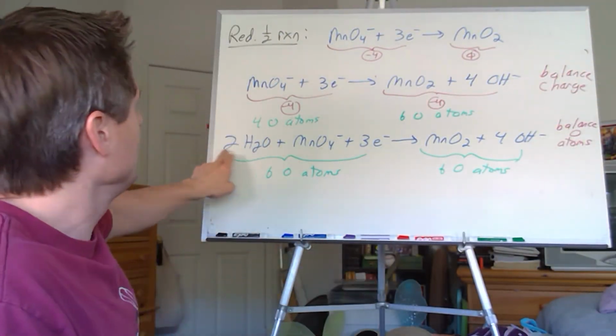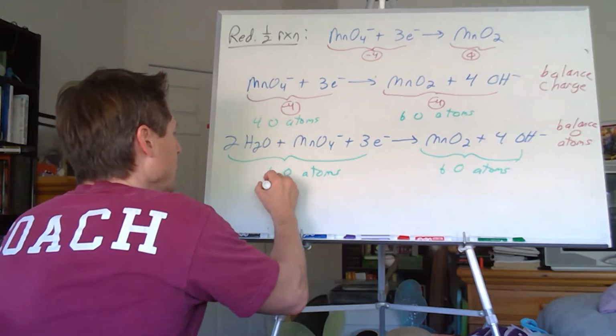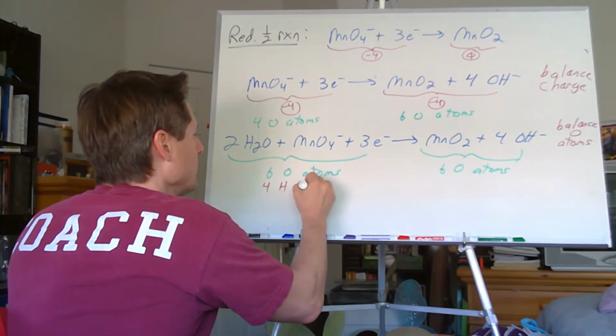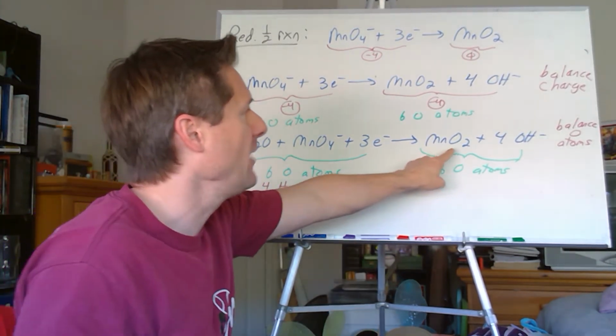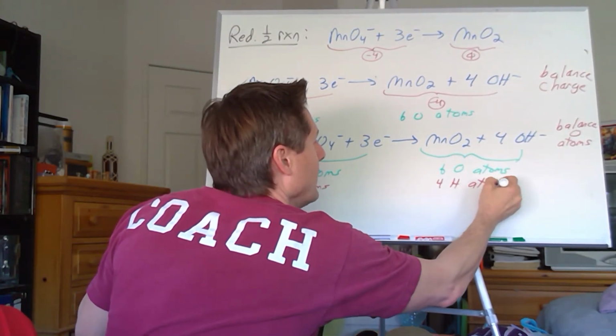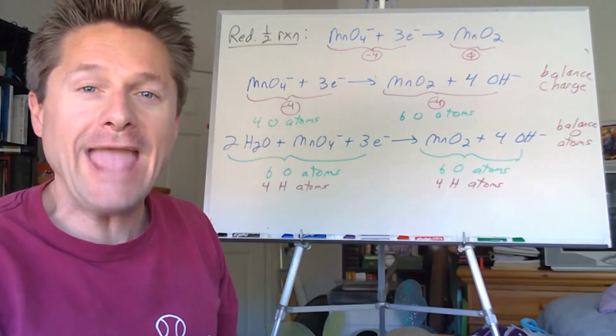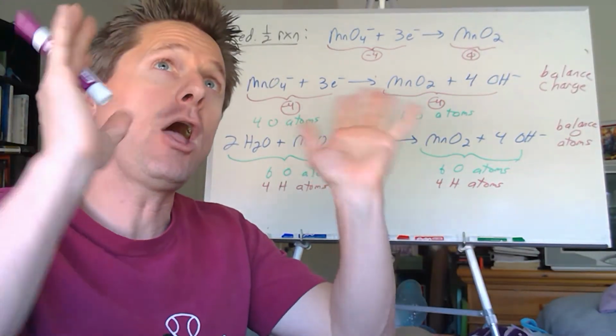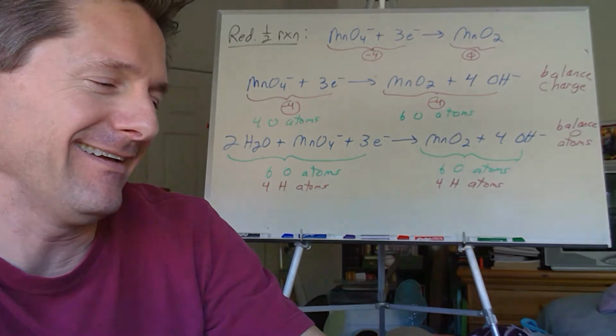Let's take a look. 2 times 2 is 4, right? So I've got 4 hydrogen atoms. There's none there. 4 times 1 is 4. 4 hydrogen atoms. And on the test, you go, oh, yay! Thank you, chem gods! Thank you, Heisenberg!